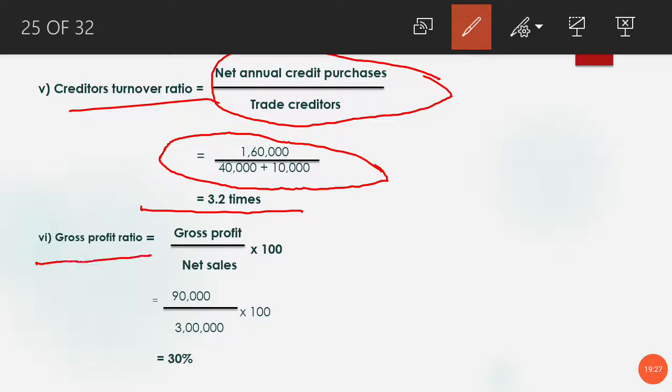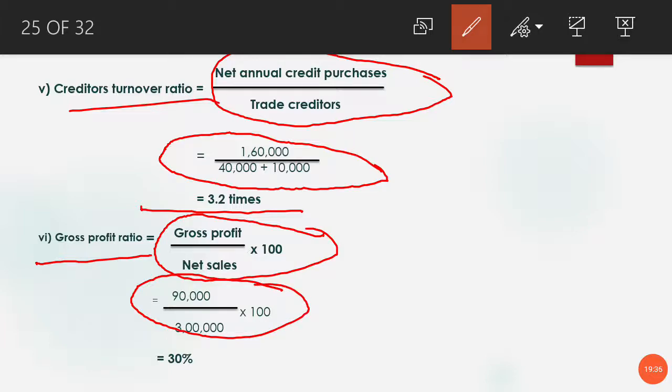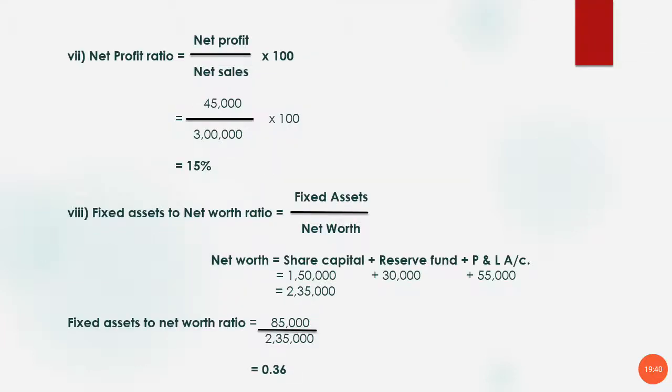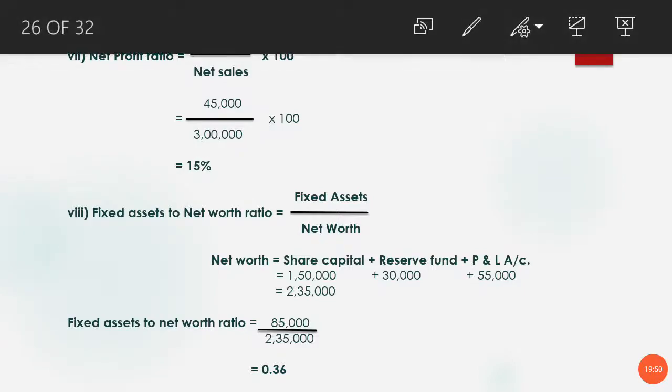6. Gross profit ratio is gross profit divided by net sales into 100, is equal to 90,000 divided by 3 lakh into 100, is equal to 30%. 7. Net profit ratio is net profit divided by net sales into 100, is equal to 45,000 divided by 3 lakh into 100, is equal to 15%.